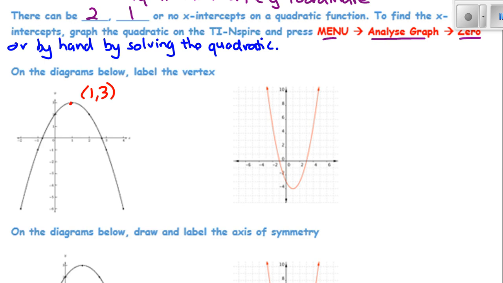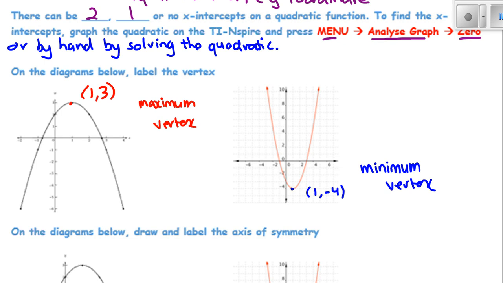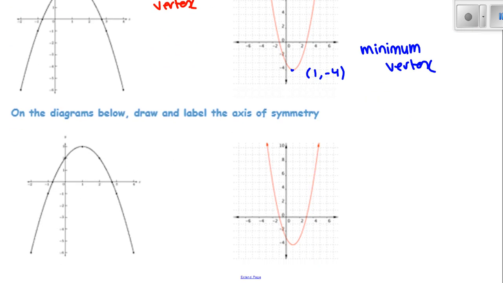Here's the vertex on this one. It would be at 1 and probably -4. It's a bit rough. This one is a minimum because it's at the bottom. Minimum vertex. This one, would you agree, is a maximum vertex? So if you wanted to know the axis of symmetry, it's x equals 1 for the first one. It would also be x equals 1 for the second one. It happens to be the same as the x coordinate of the vertex.